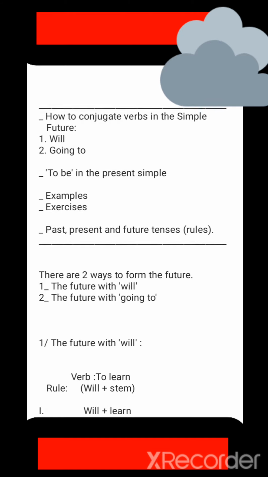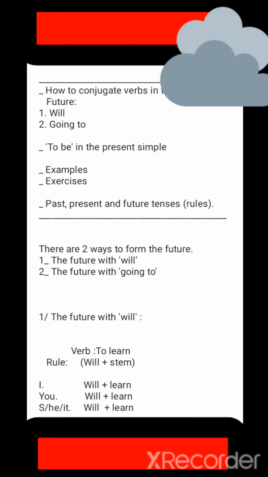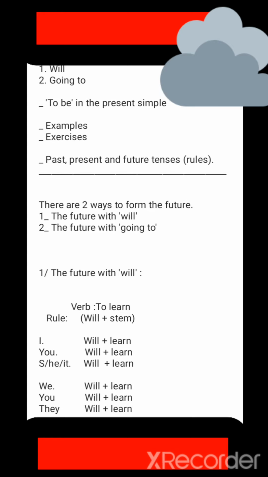In today's session we are going to learn how to conjugate verbs in the simple future with will and with going to. And then we are going to learn how to conjugate to be in the present simple. We are going to have examples and exercises, and then we're going to remember together the past, present and future tenses rules.